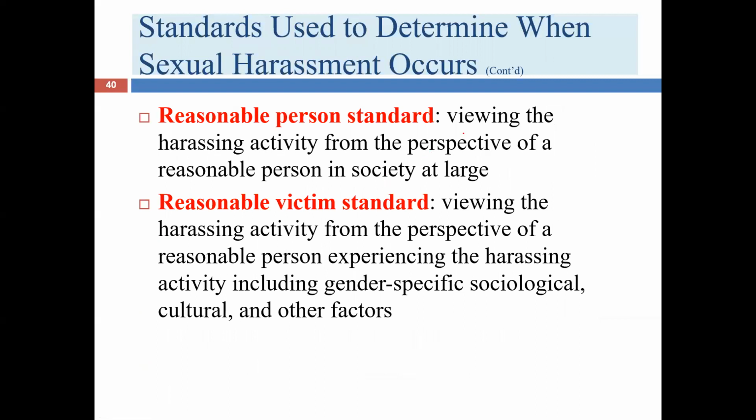And again, here's just a definition. If we're using a reasonable person standard, we're viewing the harassing activity from the perspective of the reasonable person in society at large. So the jury gets to say, well, if I had been present in the room, what would I have thought was going on? The reasonable victim, we're looking at it from the perspective of still a reasonable person, but the reasonable person who is experiencing the harassing behavior, and also considering gender-specific, sociological, cultural, other factors. So in this situation, what we're asking the jury to do, if the reasonable victim standard applies, is saying, well, how would I have felt given this victim's life story if I had been that victim?